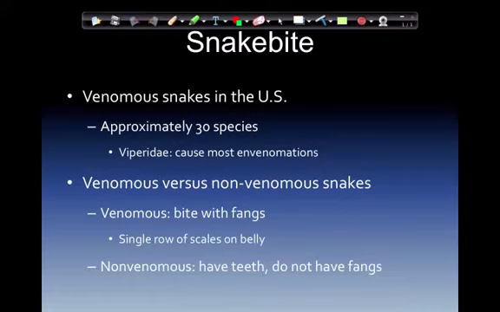Venomous versus non-venomous snakes. Venomous snakes bite with the fangs, and non-venomous snakes have teeth, but they don't actually have fangs. The venomous snakes have a single row of scales on their belly to help identify. Always be safe. Be sure, if you are going to bring the snake at all, that it is absolutely dead. You do not want to get caught in the back of a transporting ambulance with something that might still be able to bite you and be poisonous.